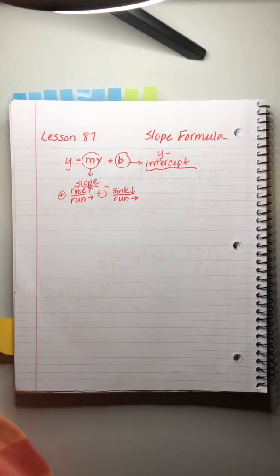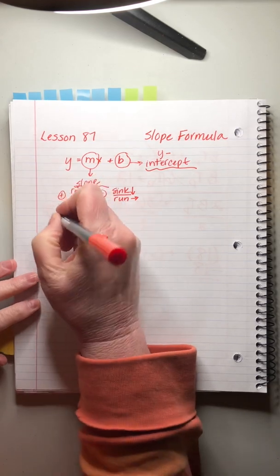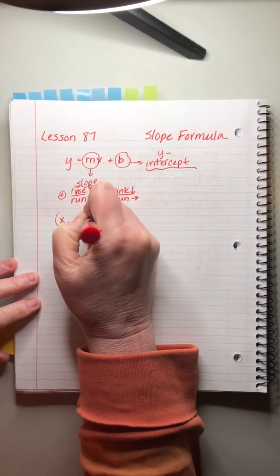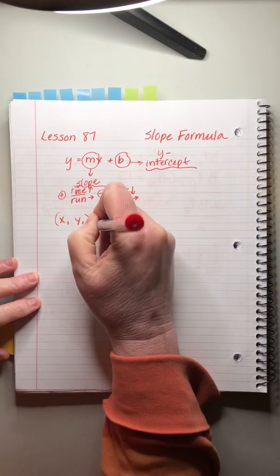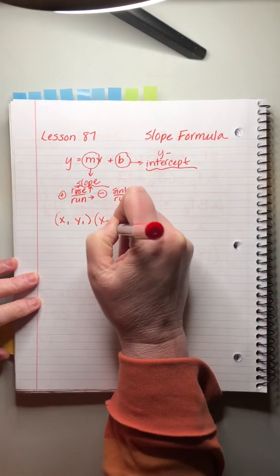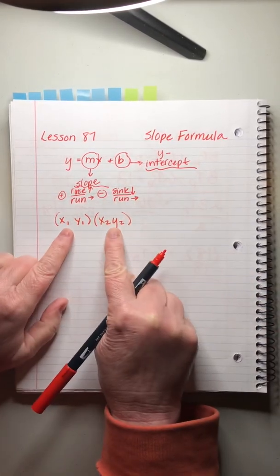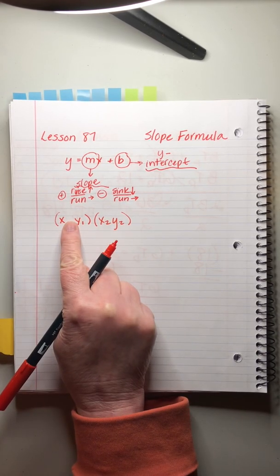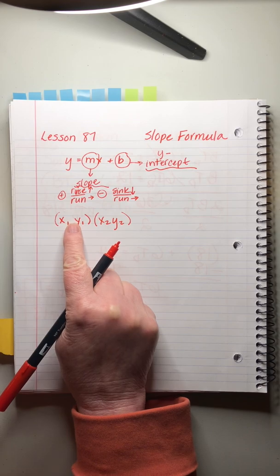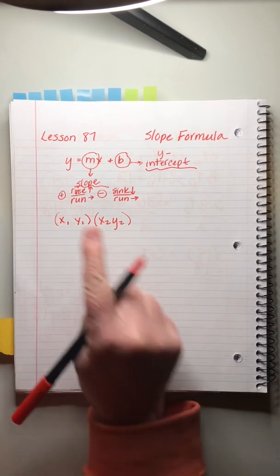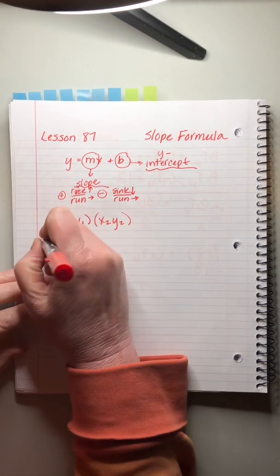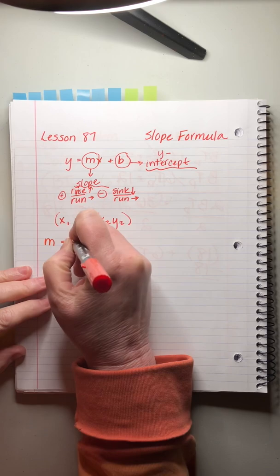Here's our formula. If we are given 2 points, let's call the first one x1, y1, and the second one x2, y2. Normally we put commas in between those. I'm not putting commas because the comma will look like a 1 and it'll confuse you. So just pretend there's a 1 in there. If we have 2 points, we can find the slope like so.